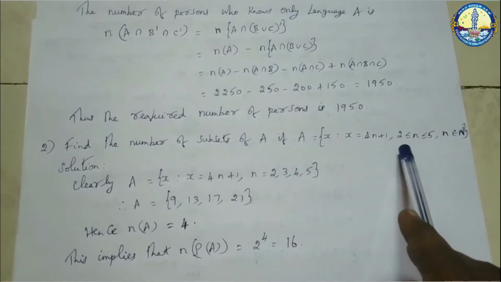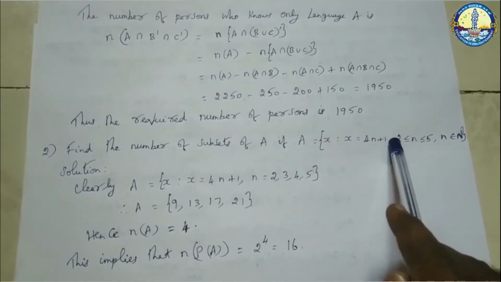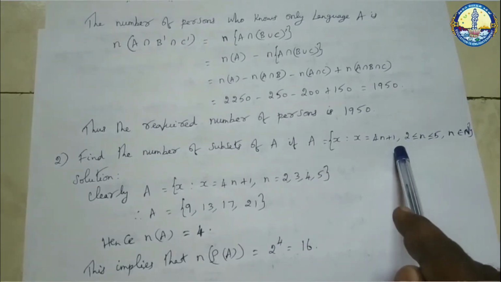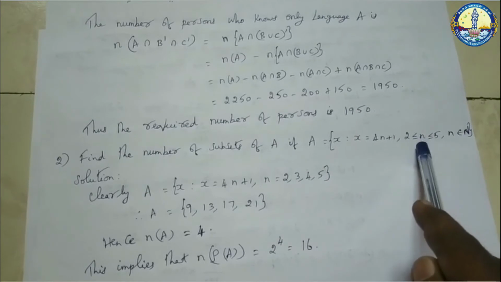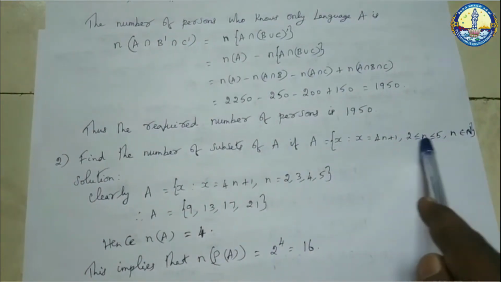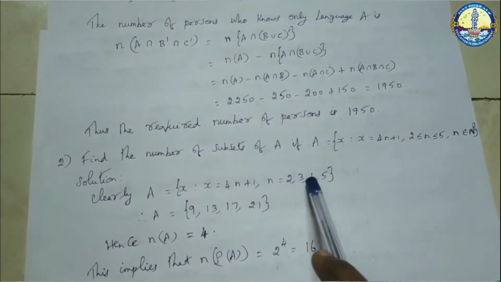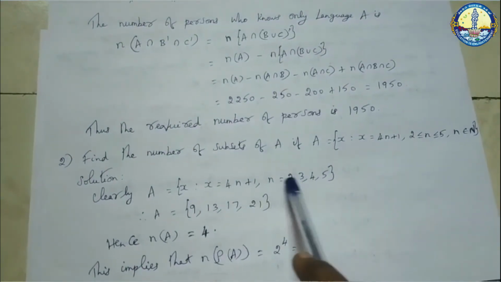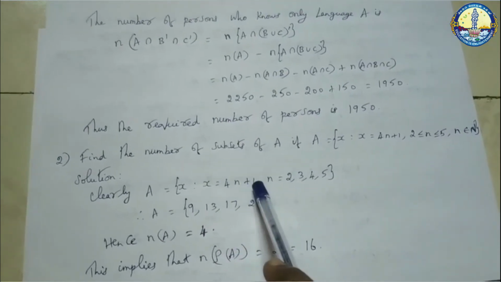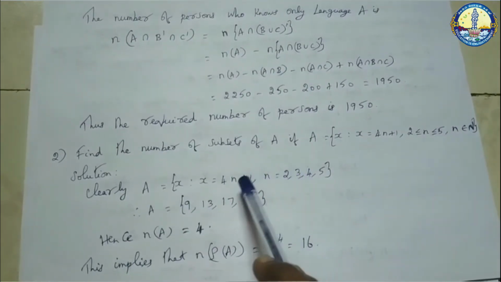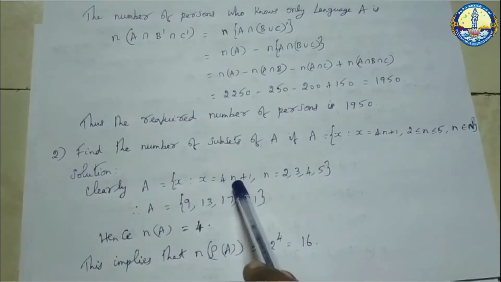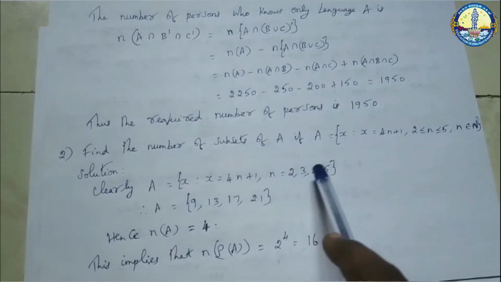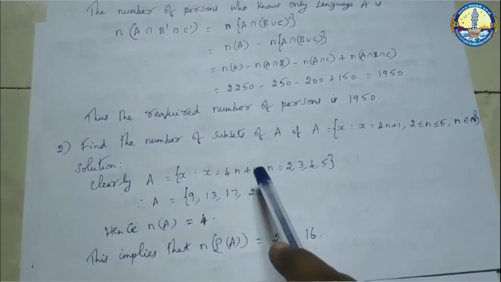So we have to find n. The n in between 2 and 5 means 3, 4, which includes 2 and also 5, because both are equal. So this gives n equals 2, 3, 4, 5. So X equals 4n plus 1. Substitute n equals 2, we get 4 into 2, 8 plus 1, 9. Substitute n equals 3, we get 4 threes are 12 plus 1, 13. Substitute n equals 4, we get 4 fours are 16 plus 1, 17. Substitute n equals 5, 4 fives are 20 plus 1, 21.